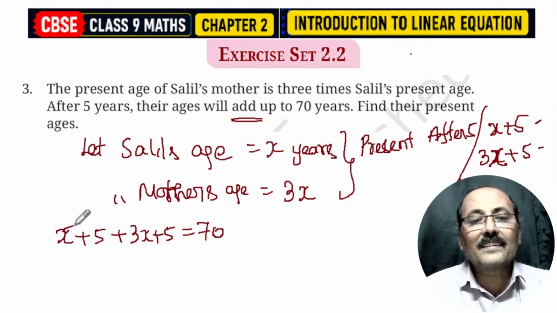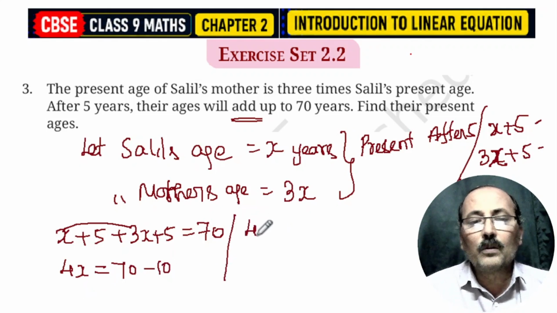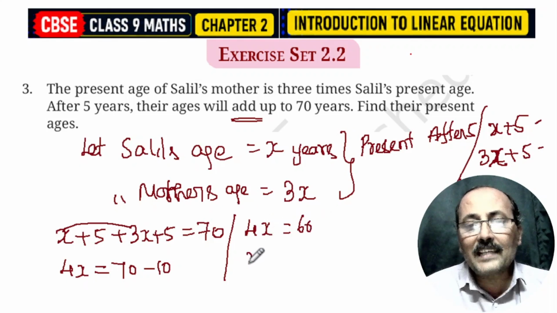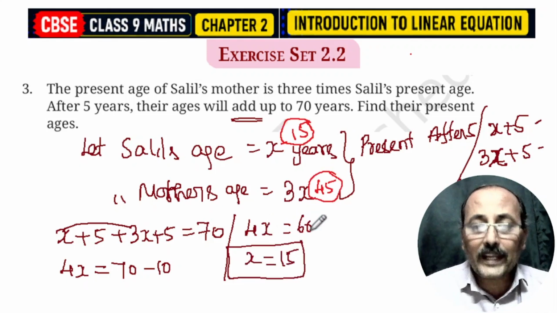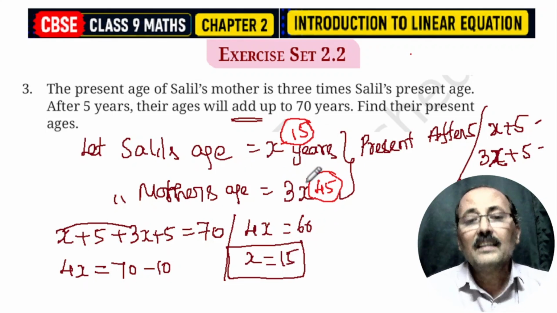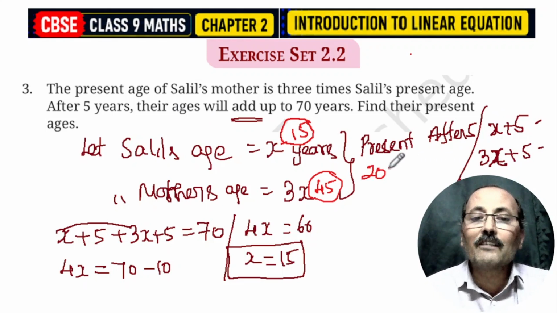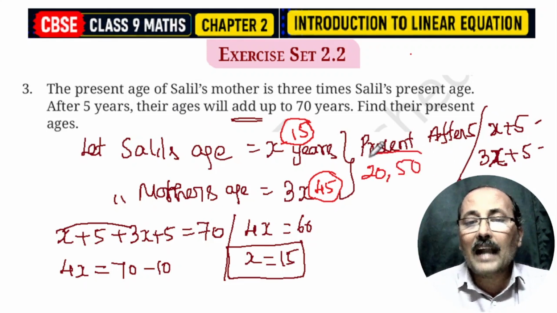x and 3x are like terms, so it will become 4x, and 5 and 5 will become 10. Taking the 10 across, 70 minus 10 gives 4x equals 60, and x equals 15. Therefore, Salil's present age is 15 and his mother's present age is 45. After 5 years, Salil will become 20 and his mother will become 50. Then that adds up to 70.